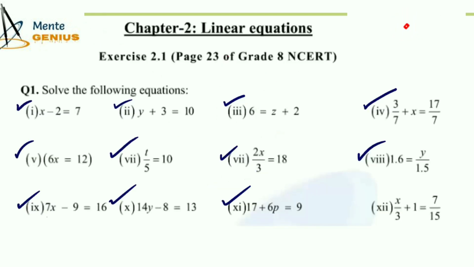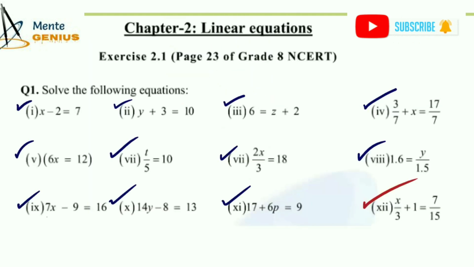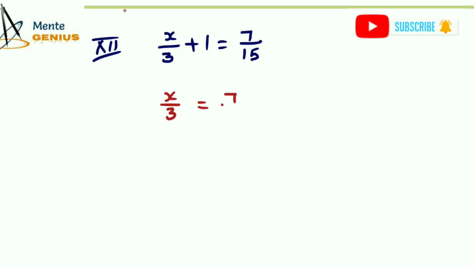Okay. Now the last and final question. Just keep smiling. x by 3. We have done all the exercises. We have completed. Okay. x by 3 plus 1 is equal to 7 by 15. We are going to discuss some tips and tricks also. Okay. We are going to solve it. Just keep that 7 by 15 minus 1, which will give us 7 minus 15 by 15.